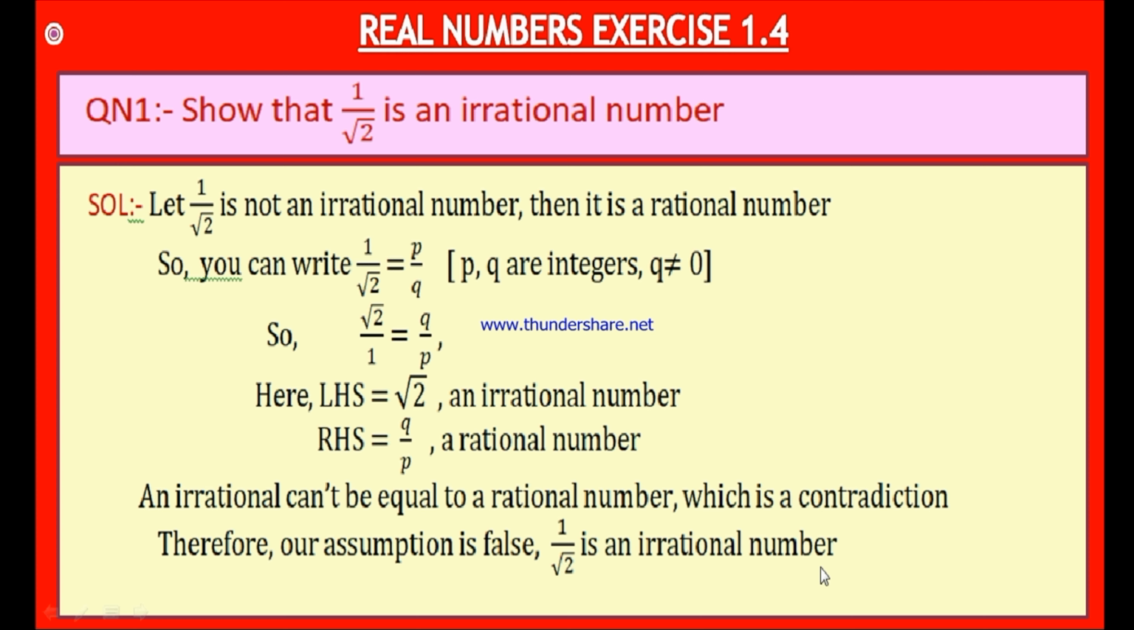Understood? This type of solving a mathematical statement is called an indirect method. In this indirect method, we took that the given statement is wrong, and finally we arrived at a wrong conclusion. Therefore, our assumption should be false and the question is right. This type of proving a mathematical result is called the indirect method.